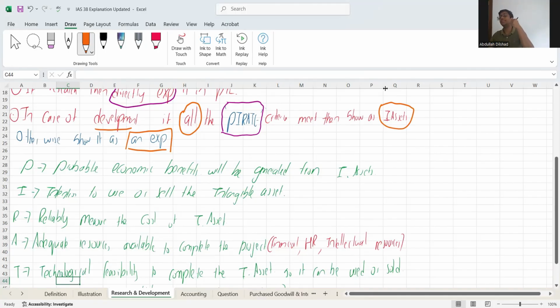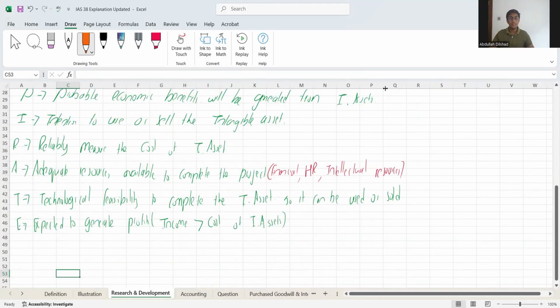In summary, if it's your research expense, directly expense it to your profit or loss. If it's your development expenditure, you can show it under your intangible asset if all the PIRATE criteria, again I'm repeating myself, all the PIRATE criteria have been met. If at least one of your PIRATE criteria is not met in your development stage, then you need to expense it. Okay.